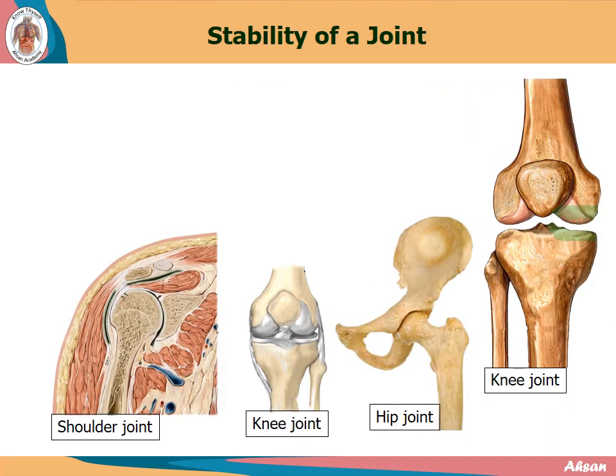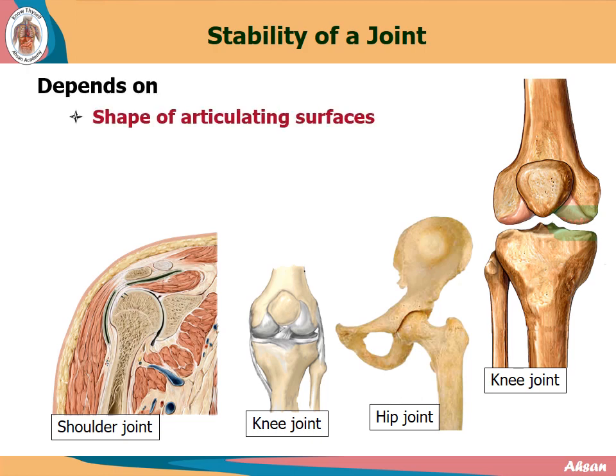How is joint stability maintained? It depends on the articular surface. You see, if the surfaces are congruent, the joints will be more stable. Like the hip joint, they are congruent as well as proportionate. But look at the shoulder joint, the head of the humerus is not proportionate to the glenoid cavity. So the participating surfaces are congruent, but not proportionate. So the hip joint is more stable than the shoulder joint.